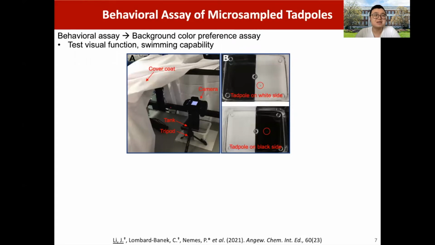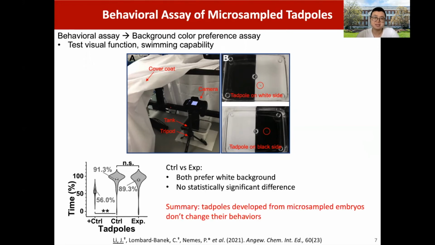We then did the behavior assay. Specifically, we did the background color preference assay. This allows us to test the visual function and the swimming capability. Here is our setup. It consists of a camera and a tank. We place the tadpole into the tank and then use the camera to record the video. After that, we calculate the time percentage that a tadpole spent on the right side. And then we did the statistical analysis.